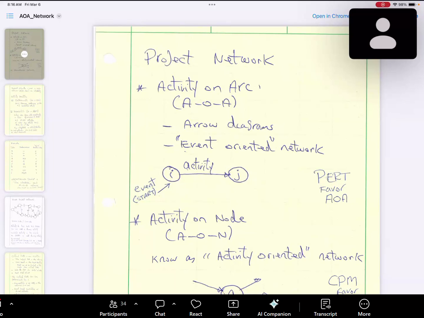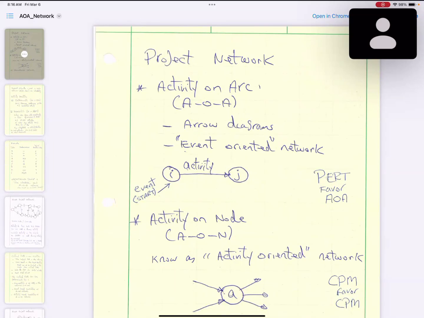Attention, I'll give you the exact steps that you need to do. And that is your assignment for next week. So you're going to only cover activity on ARC. So that's what we're going to cover.